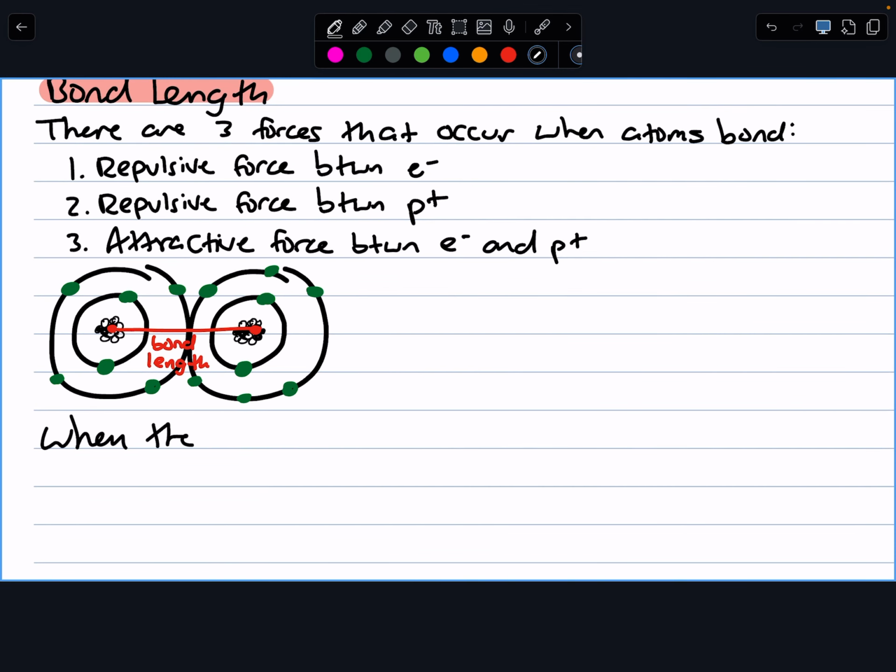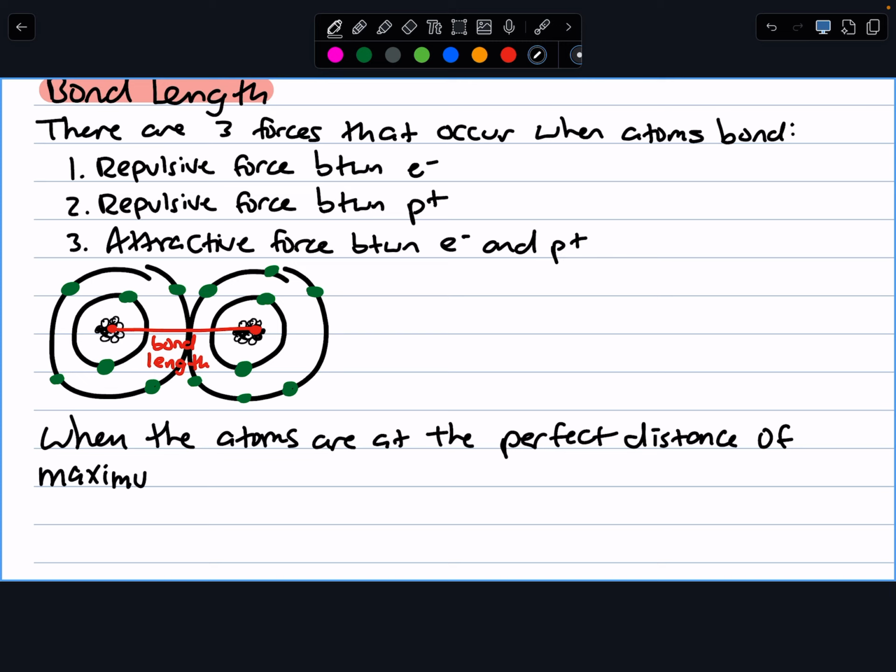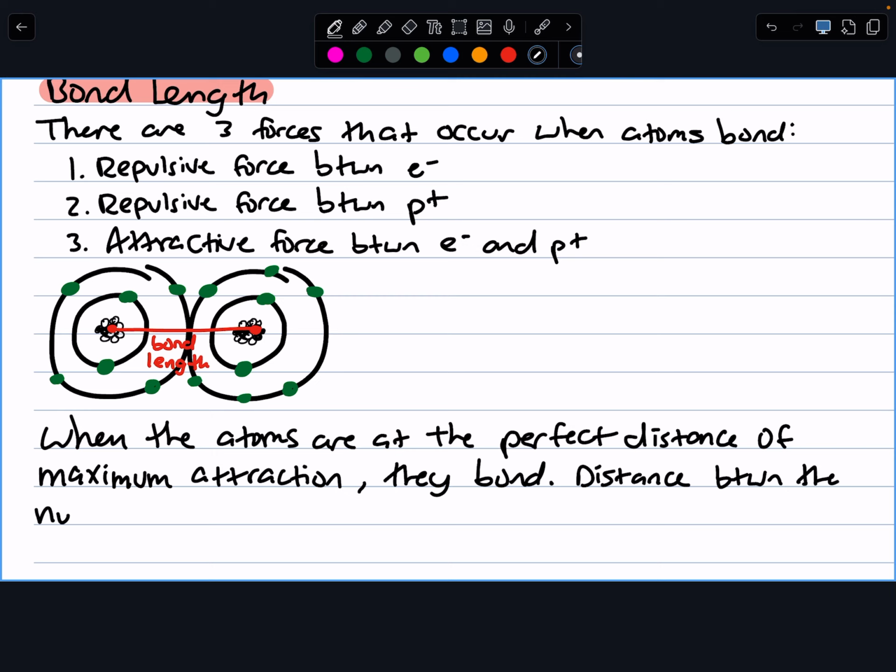So I'm going to put on the side: when the atoms are at the perfect distance of maximum attraction, so the most attraction, right? They what? They bond. Okay? Then the distance between the nuclei is the bond length. Does that make sense?